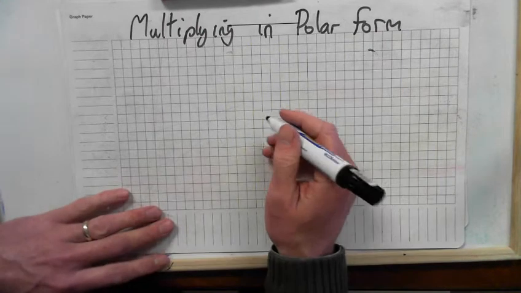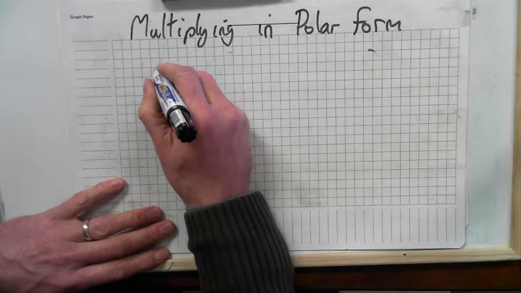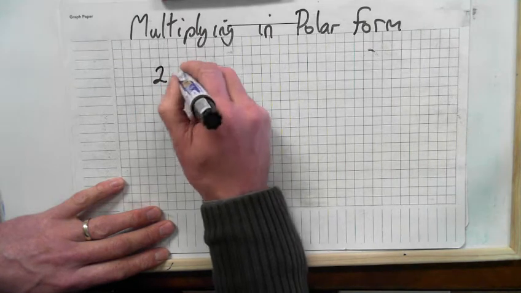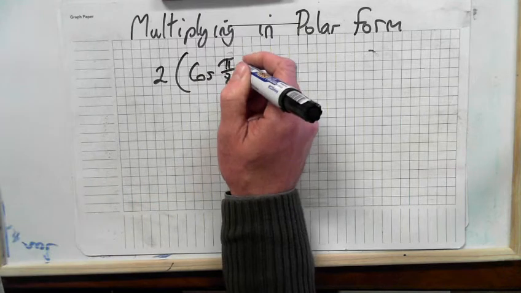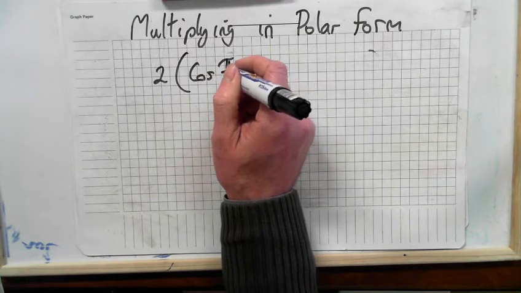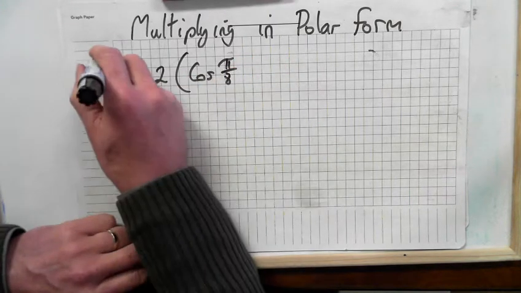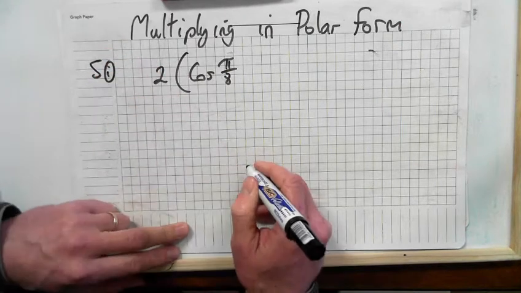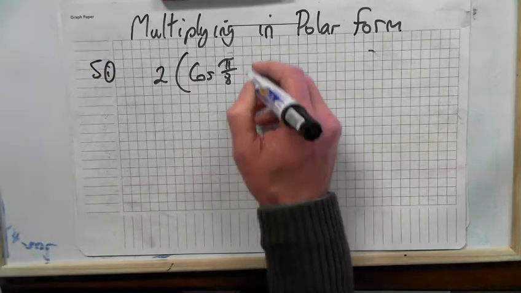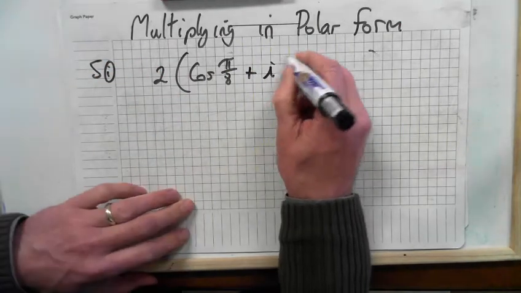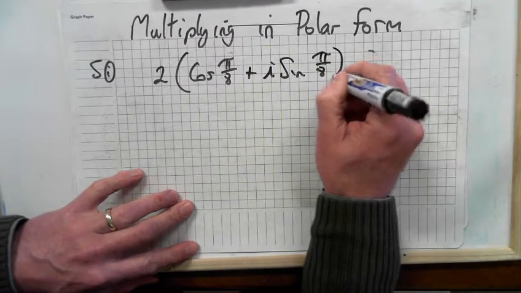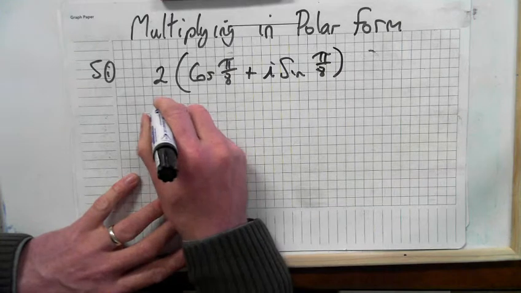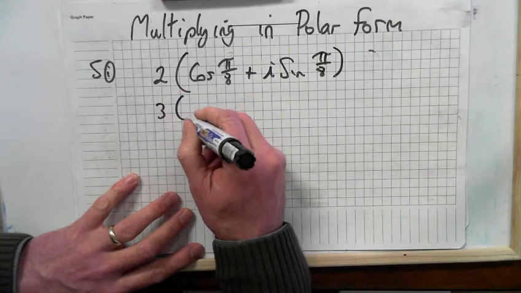Alright, so let's say 2 cos pi over 8. This is on page 251, question 5, part 1. On page 251. 2 plus I sine pi over 8. And the other polar form.